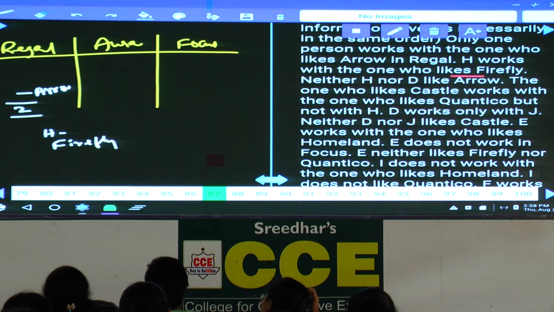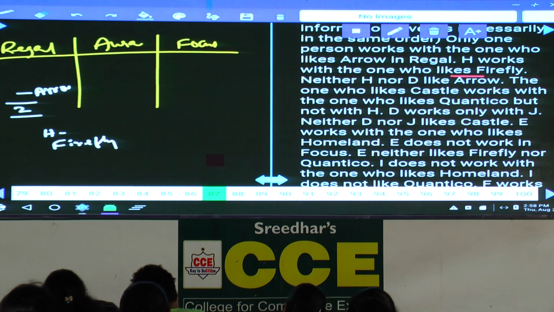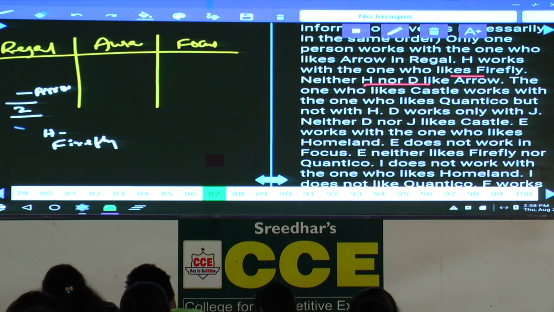And next, what is the other information we have? Firefly: neither H nor D likes arrow. Now neither H nor D likes arrow. Hence H and D cannot be here. Isn't it?